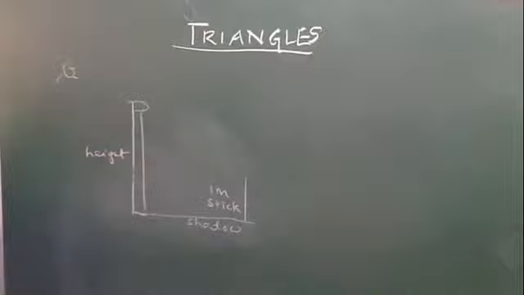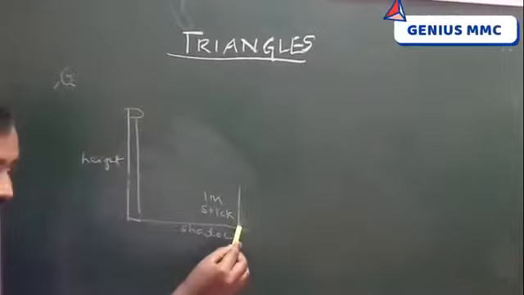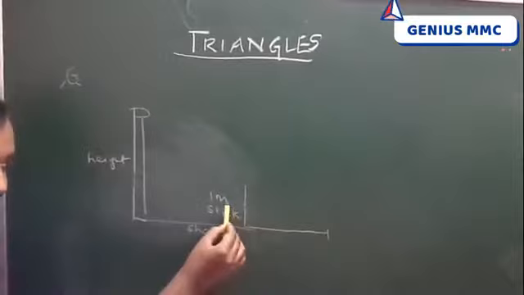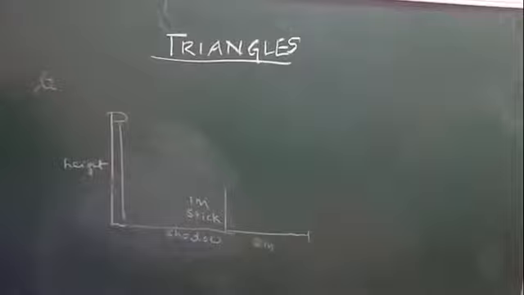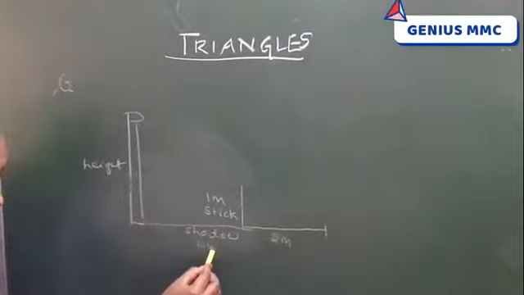You keep the 1 meter stick parallel to the pillar, and you will get the shadow of this stick. It may be double or thrice, whatever it may be. A 1 meter stick can also give a 2 meter shadow, or 2.5 or 3, whatever it may be. Then with the help of this stick, you measure the shadow of the pillar. For example, it is 8.4 meters.